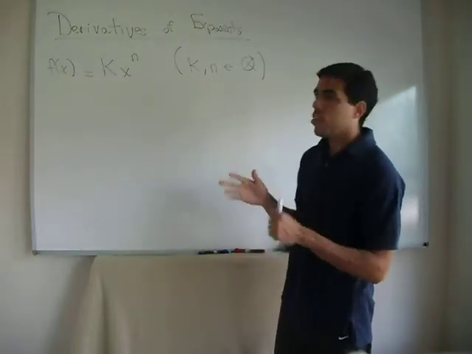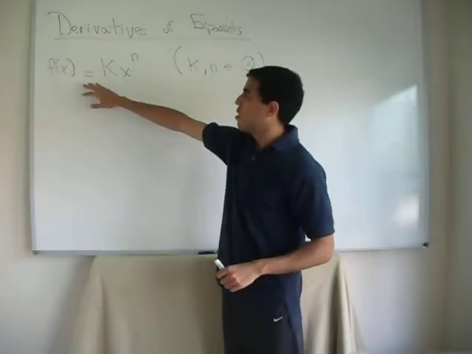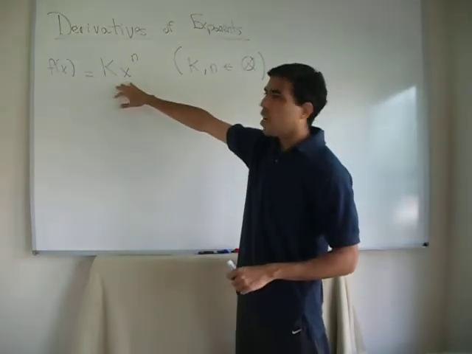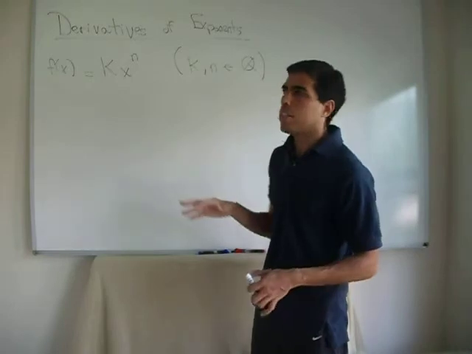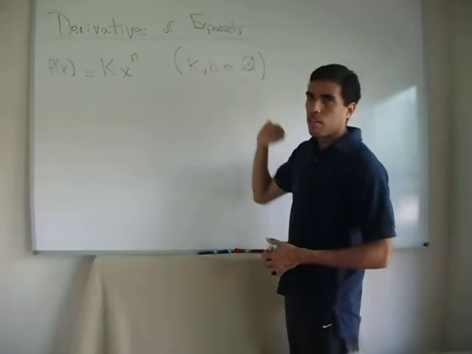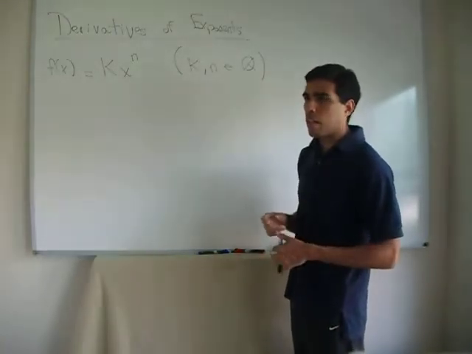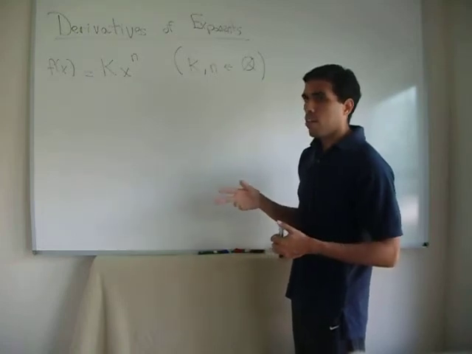We're going to be talking about derivatives of exponents. Let's say we have a function f of x, kx to the power n. And k and n, for now, we're just going to say that they belong to the set of the rational numbers. That means that they can be integers or fractions.